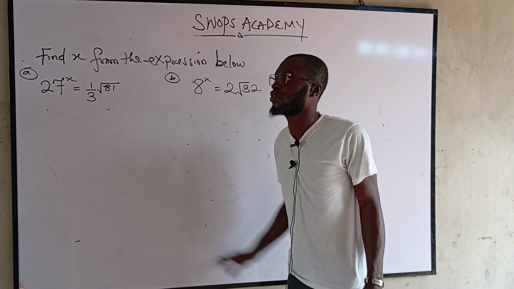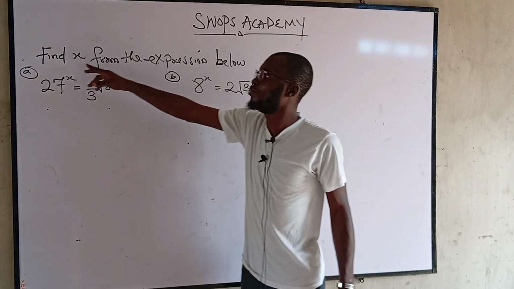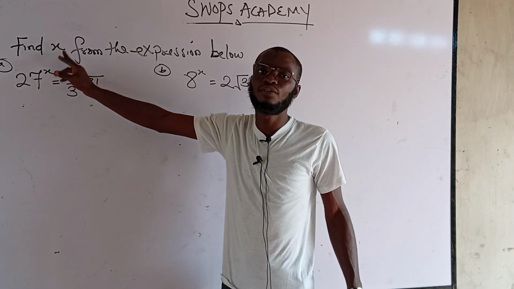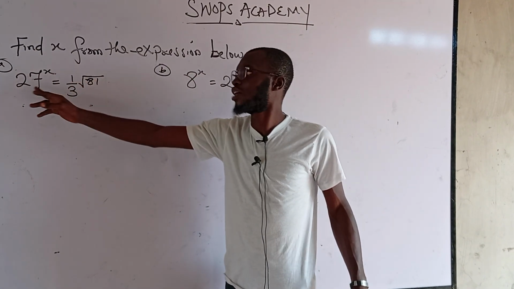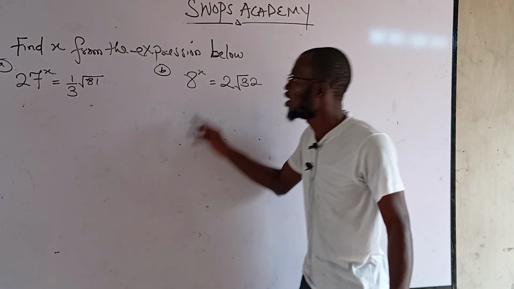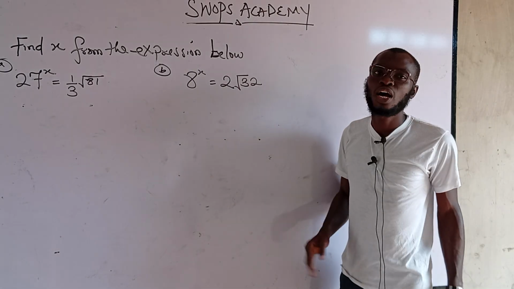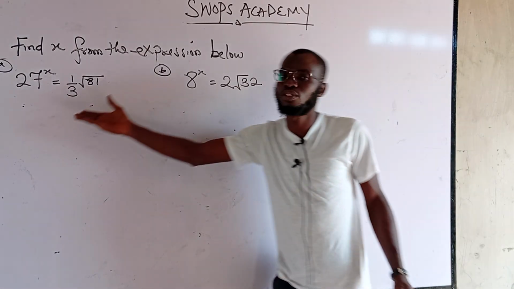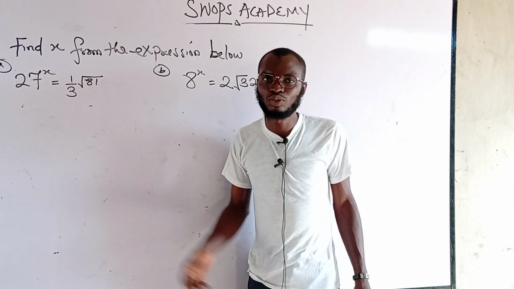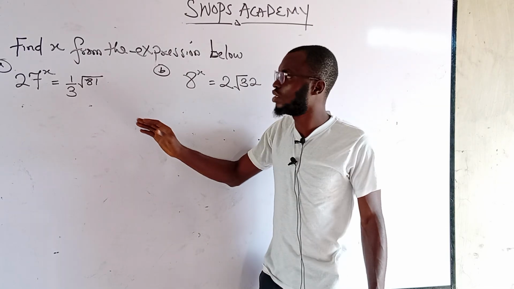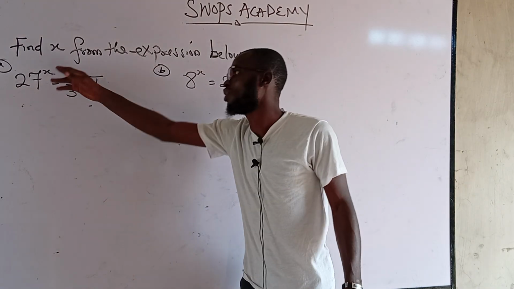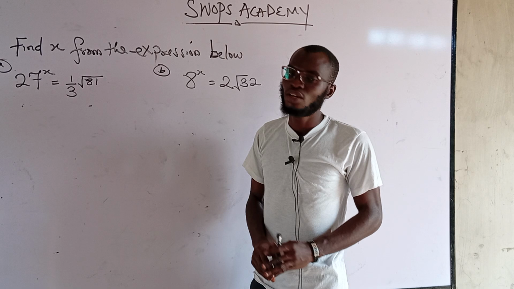Let's look at this expression. We have to determine the value for what? X. As far as this question is concerned, and the same thing applicable to this one. How do we roll along with this? What are the things we need to know here? How can we simplify this for us to get the value of X?